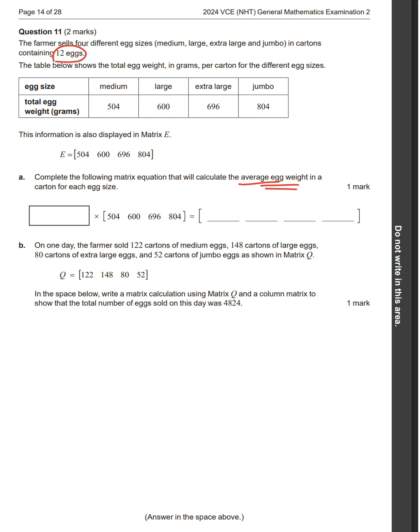Okay, so this says that the carton weighs 504, but there are 12 eggs in each carton. So realistically, we have to divide by the number of items. That would be the same as dividing by 12, which we can't do with matrices. So instead, we will times by a twelfth.